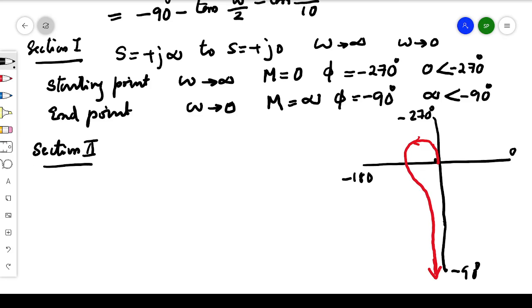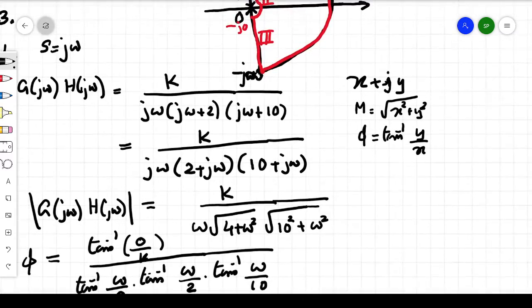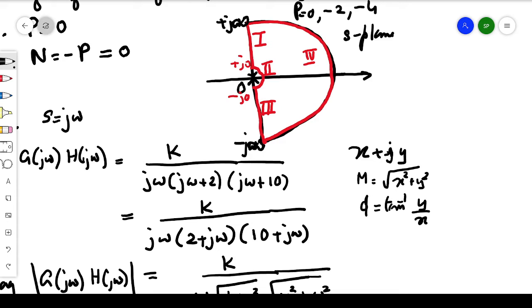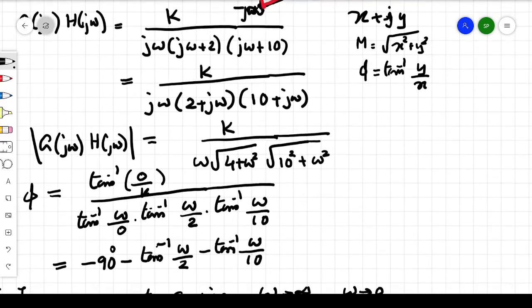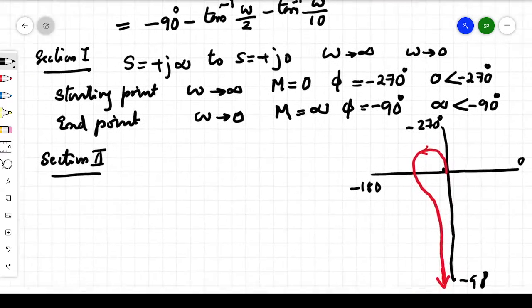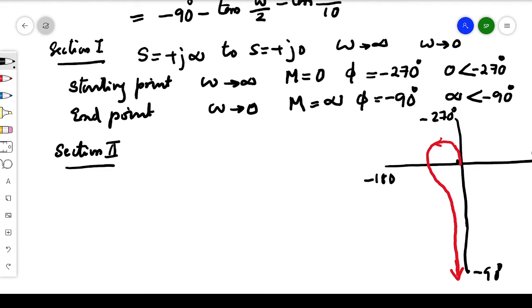Section 2, we know which is section 2. Here you can see it goes from j0+ to j0-. So omega goes from 0+ to 0-. Let me just draw here. For section 2 we have s equal to plus j0 going to s equal to minus j0. So omega is going from plus 0 to minus 0.